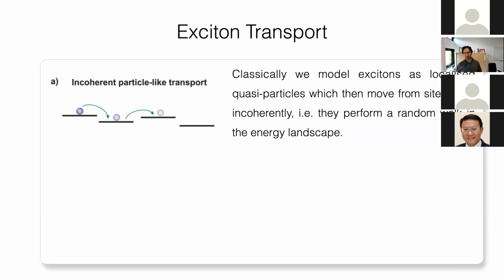Now, classically, we tend to think about excitons as localized particles, right? So we think of them as point-like particles which hop from one site to another, okay? And they move in an energetic landscape where there's disorder. So this can be dynamic disorder, static disorder within a landscape. And the exciton will move from site to site within this and perform a random walk. And this is how the exciton moves, right? So there's no particular preferred direction for the travel. It's just hopping from site to site to site in a random walk, and it will go towards the lowest energy site as a function of time. So that's the picture of incoherent, particle-like transport of excitons.